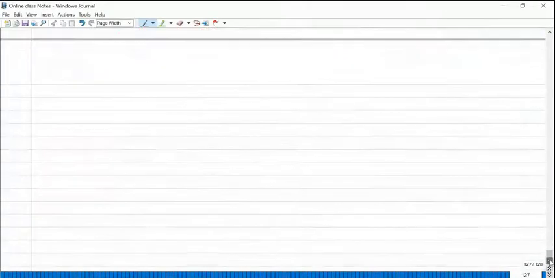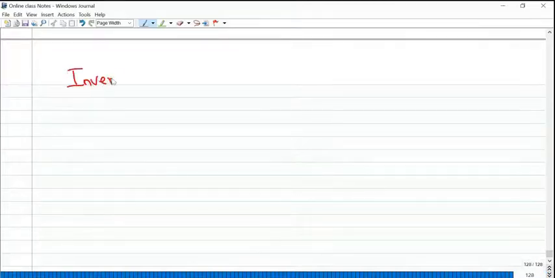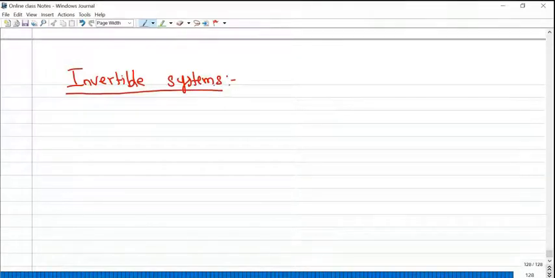Okay. So last classifications of system. If we cover this particular topic, then unit 1 will be completed. Invertible and non-invertible system. Okay. Invertible and non-invertible system. So what do you mean by invertible and non-invertible system? First, we'll understand the concept and we'll go for the definition.